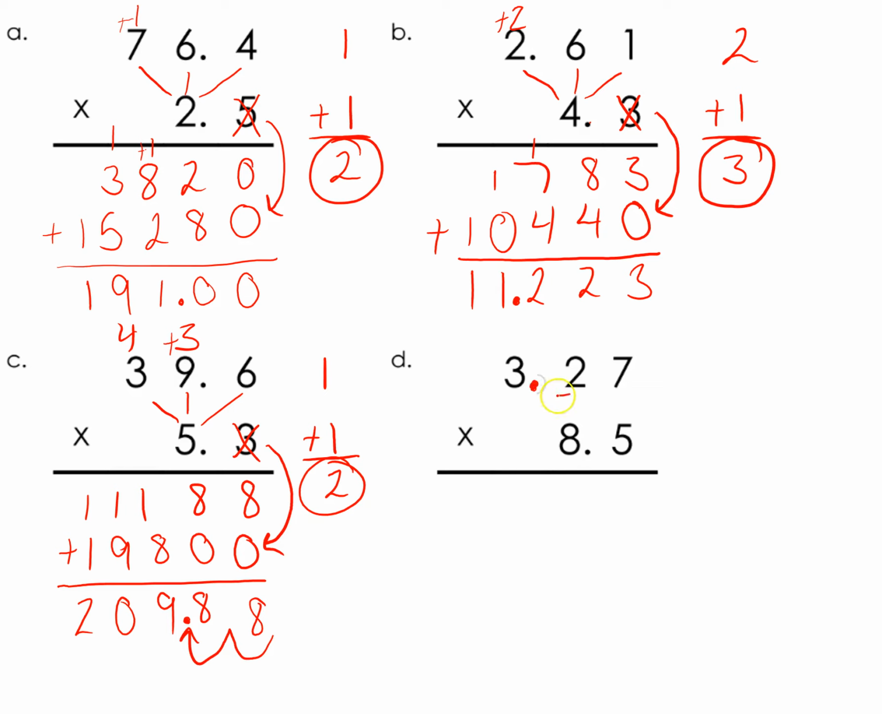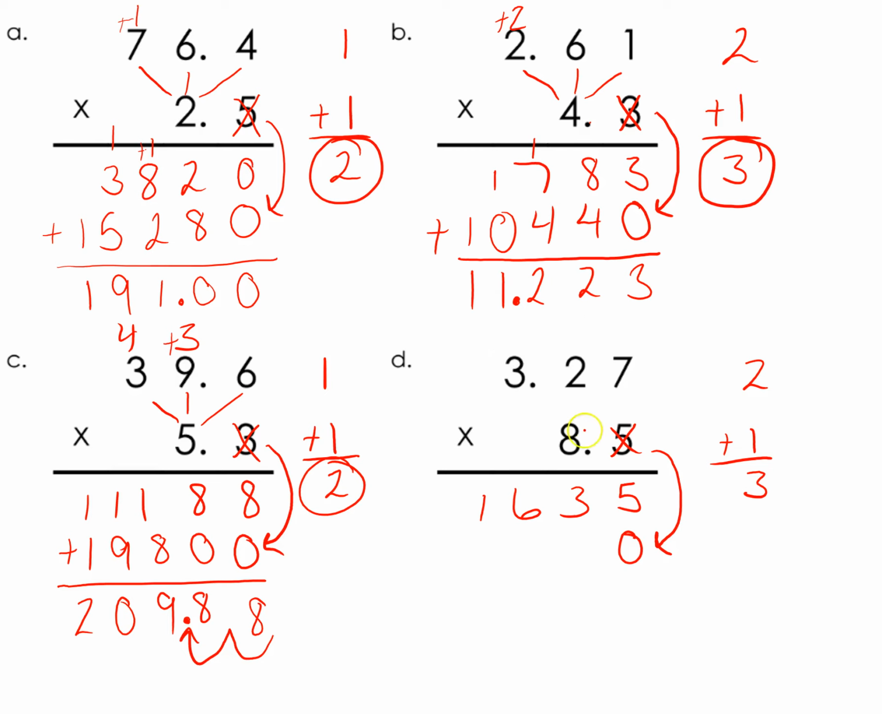Okay, last example on this page. Top number, here's my decimal. I have 2 digits behind it. On the bottom, here's my decimal. I have 1 digit behind it. Add that up. I got to move my decimal 3 places. Okay, so now I'm just multiplying like it's 327 times 85. So first I multiply the bottom number times each number on top. 5 times 7 is 35. 5 times 2 is 10, plus the 3 is 13, carry my 1. 5 times 3 is 15, plus the 1 is 16. Kiss that 5 goodbye. And then I need to hug it out or have my 0 placeholder.